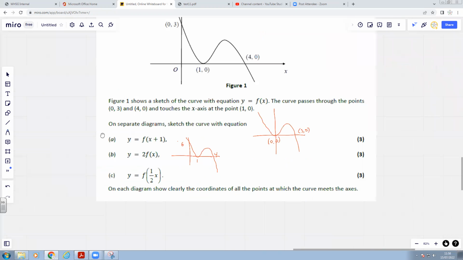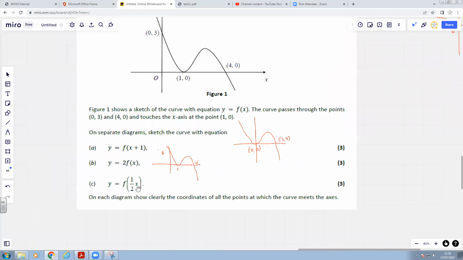Part C, well, that is a squash scale factor 1/2, which is a stretch scale factor 2. So all the x coordinates are going to double there. And so what you're going to have for that one, 0, 3 is still the same, but we're going to need to double all our x coordinates. So that's now at 2, and that's now at 8. And it's done.